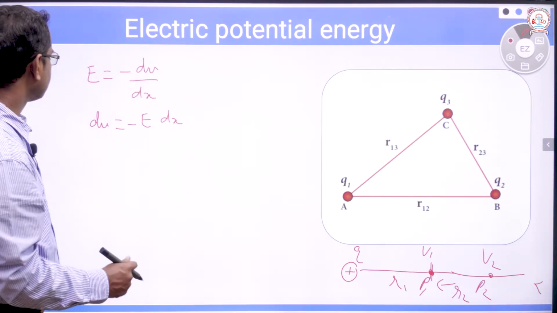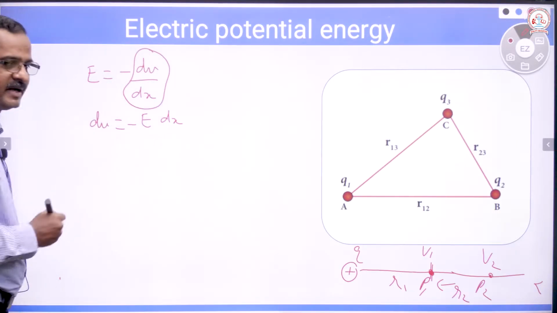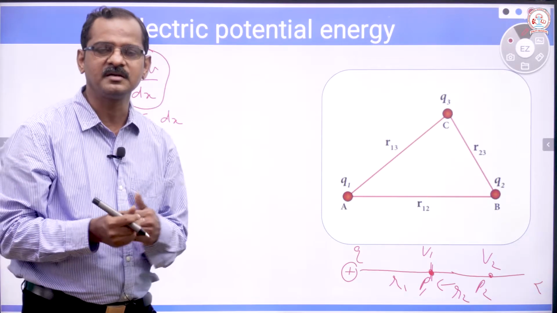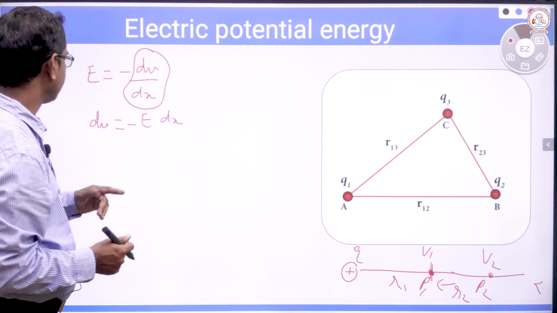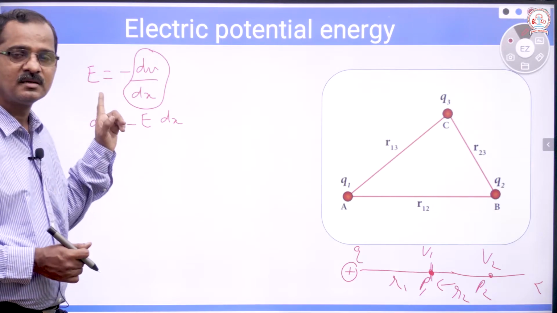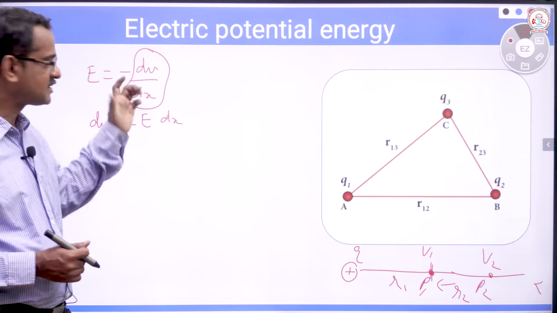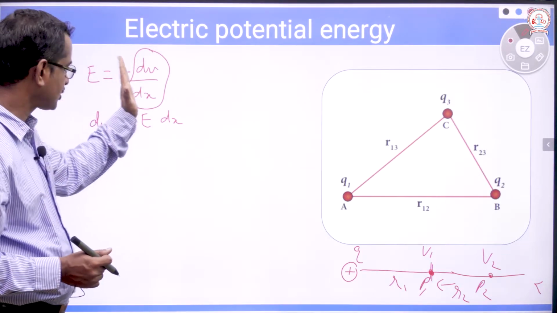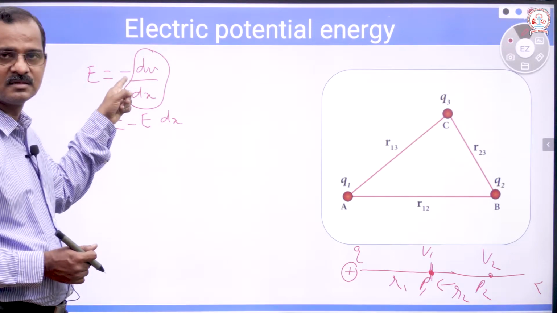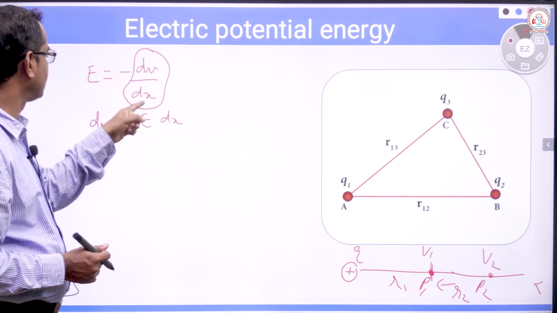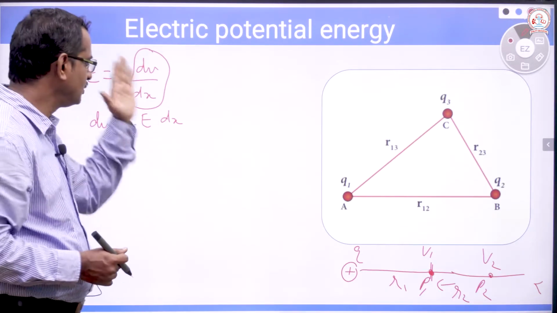So what we understand from this is the potential gradient dV by dx. There are two ways we can take it. One is that work has to be done against the electrostatic force. The second case is that along the direction of the electric field, the potential gradient dV by dx value decreases.